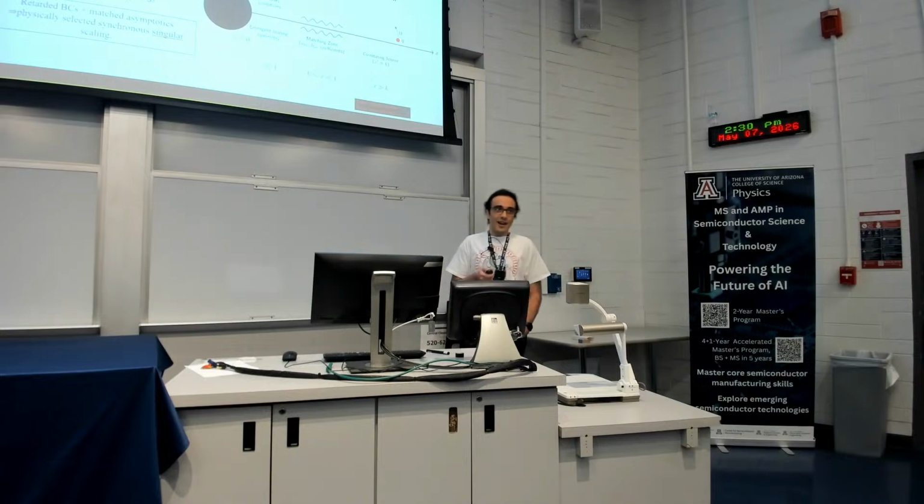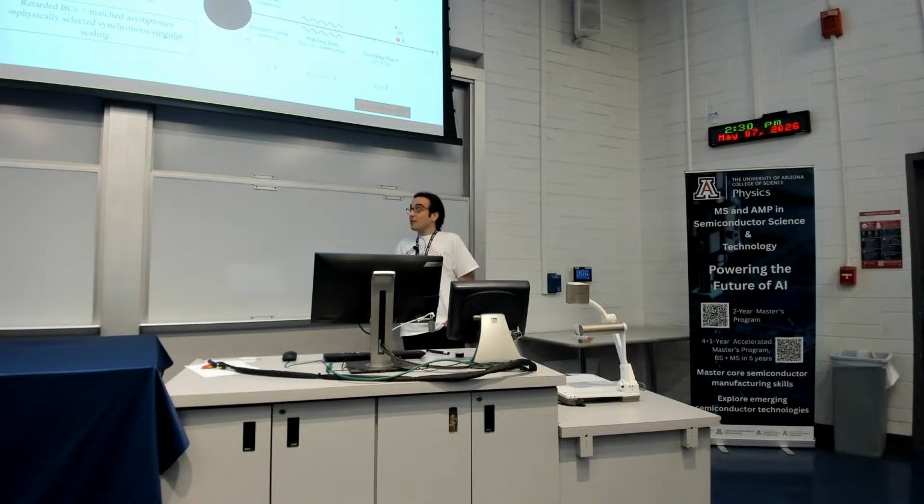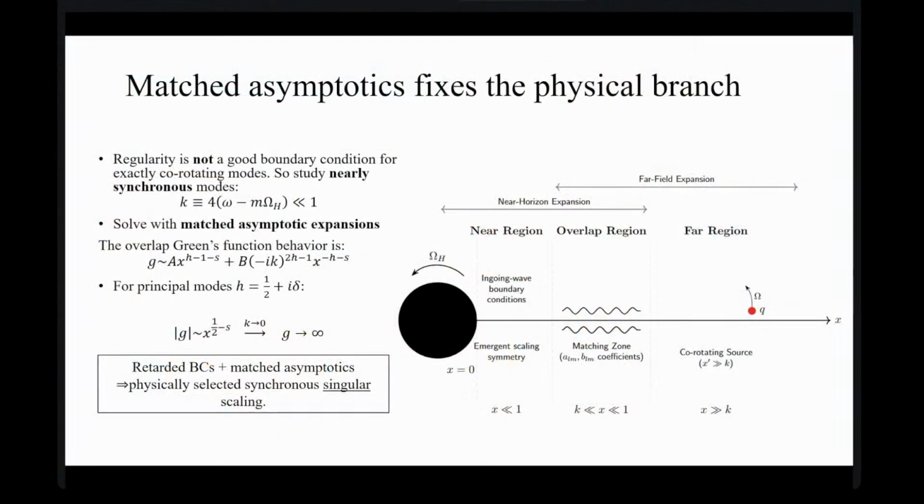Now, the careful way to analyze this is using the method of matched asymptotics. I'm not going to go over the mathematical detail here, but basically you solve the equations near the horizon and solve the equations in the far region, and match these asymptotic solutions in the middle to get the retarded Green's function here. And when we do that and we take the synchronous limit, k goes to 0, we see that the Green's function goes up, G goes to infinity. So we do indeed get a horizon singularity for these modes.